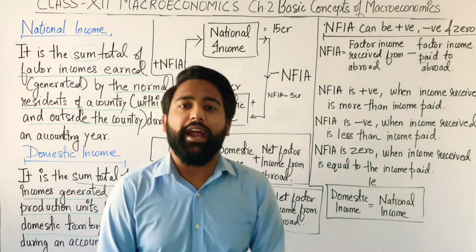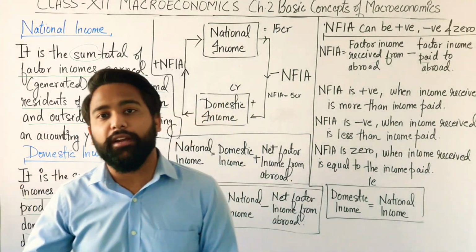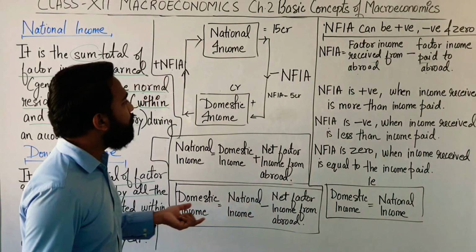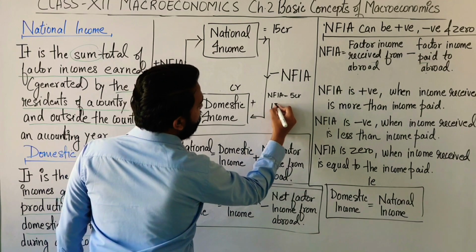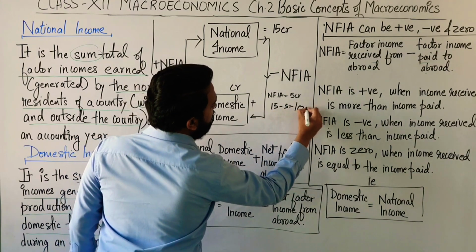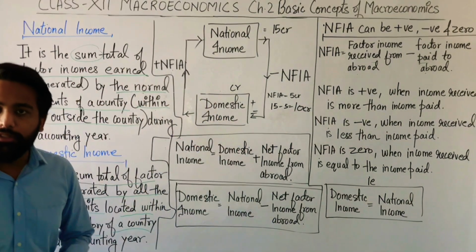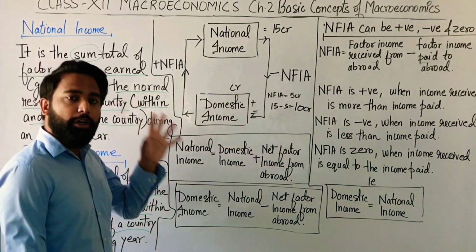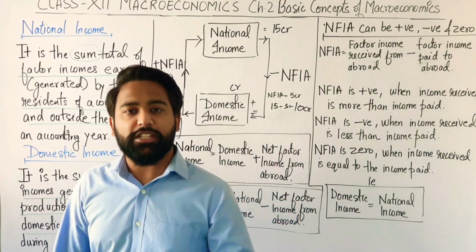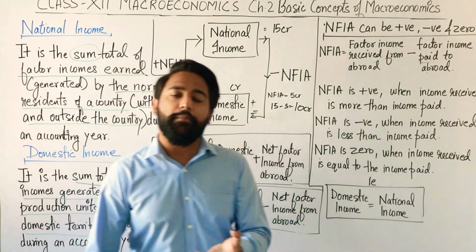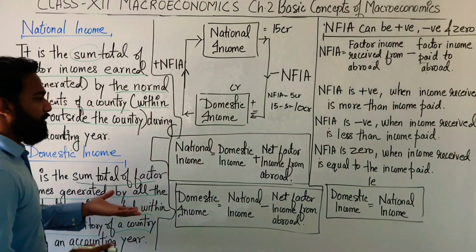We will just subtract the sum total of factor income of those people who are living outside the country but are normal residents. So simply, we will deduct the NFIA from national income. So 15 minus 5 is equal to 10 crores. So the value of domestic income will be 10 crores. Is that clear? If you want to calculate domestic income, just deduct NFIA from the national income. If you want to calculate the national income, just add the NFIA with the domestic income and you will get the answer. Is that clear?